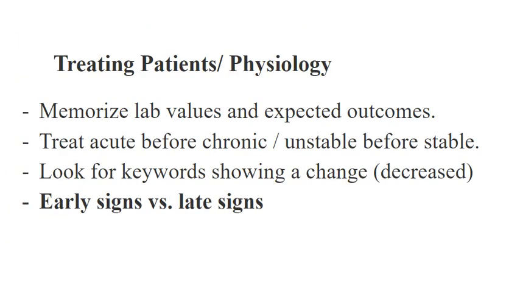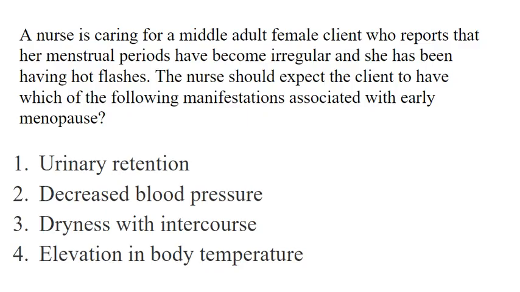Okay. Early signs versus late signs. A nurse is caring for a middle-aged adult female client who reports that her menstrual periods have become irregular and she's been having hot flashes. The nurse should expect the client to have which of the following manifestations associated with early menopause. And here, because I see the word early and because I review tests all the time with students, I'm going to guess right now that my answer choices are going to be early menopause, they're going to be just menopause, or late menopause. And it's going to be a combination of those, and I need to stay focused on just the ones that are early symptoms. Okay?